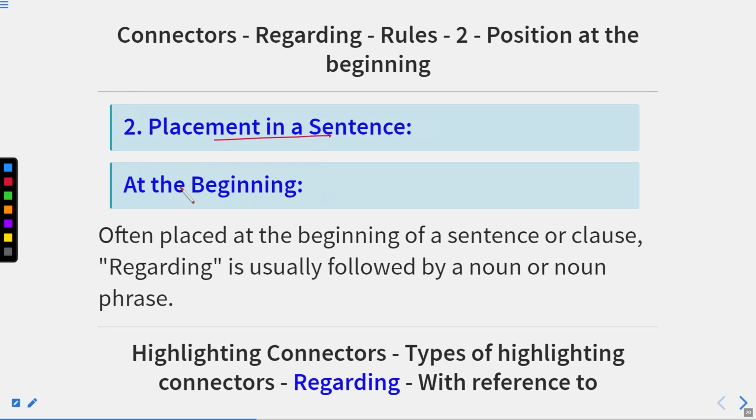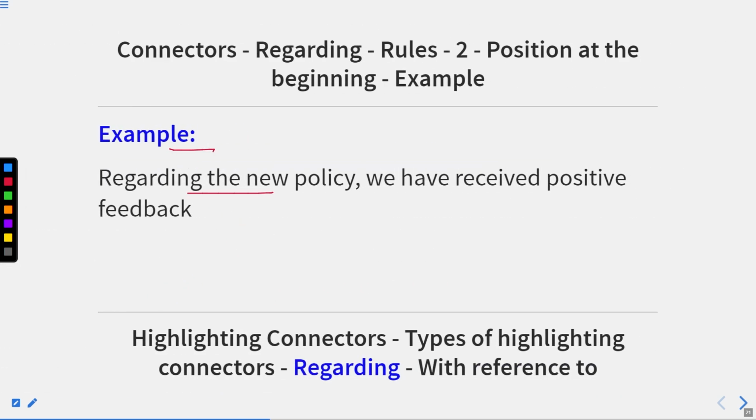Now, placement in a sentence. Again, as I have already told you, it can be at the beginning of the sentence, often placed at the beginning of a sentence or clause. Regarding is usually followed by a noun or noun phrase. This we have already discussed. Example: "Regarding the new policy, we have received positive feedback." So as you can see over here, if we talk about the new policy, we have received positive feedback. Whatever we are receiving, we can use it according to this.